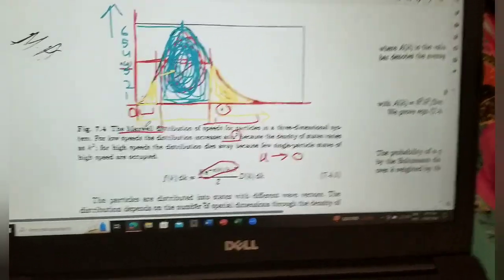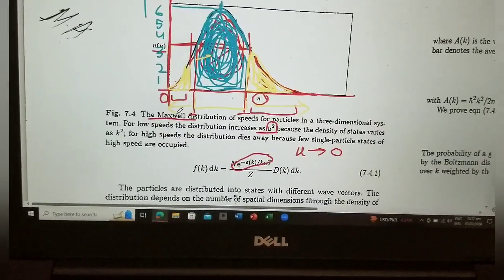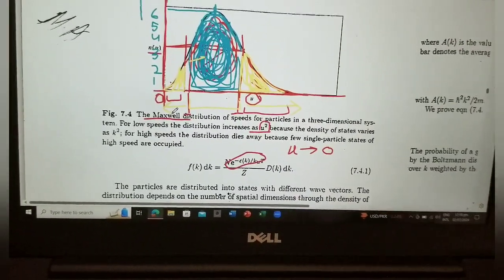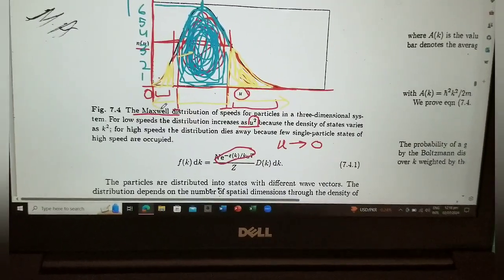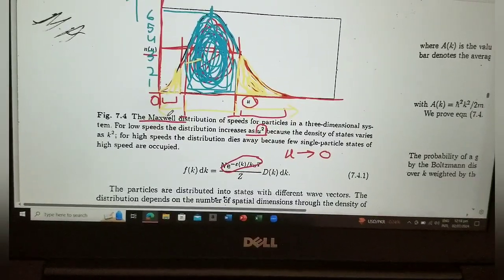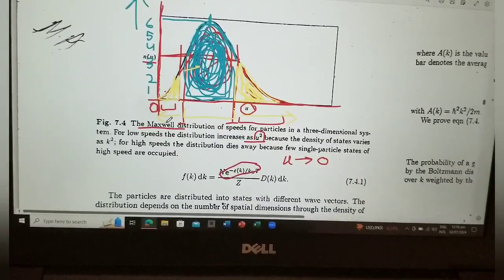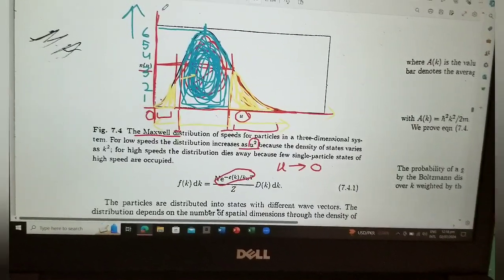You can talk about the lower speed limits, higher speed limits, and the moderate region where most of the particles are, where the distribution function is most populated. These are the terms that you can use to describe this kind of graph.